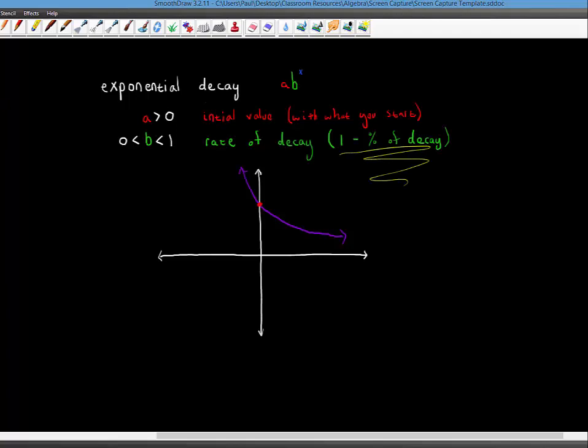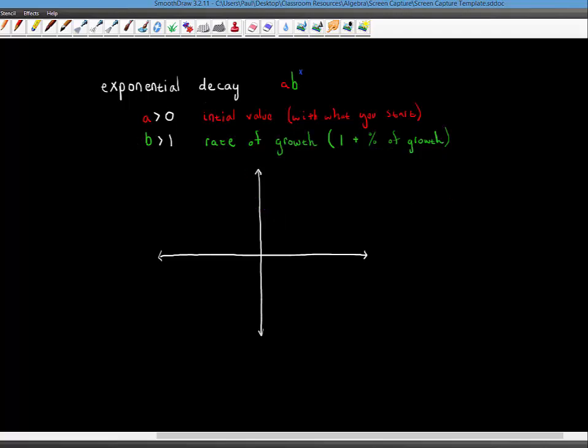So my rate of decay is 1 minus my percentage of decay. So if it's a 2% decrease each year, that's 1 minus 2%, which is 1 minus 0.02, or 0.98. And now you're right back to the type of problem you were doing on page 776. You've just got to go calculate the rate of decay, or the rate of growth as the case might be. Your b value isn't being handed to you.